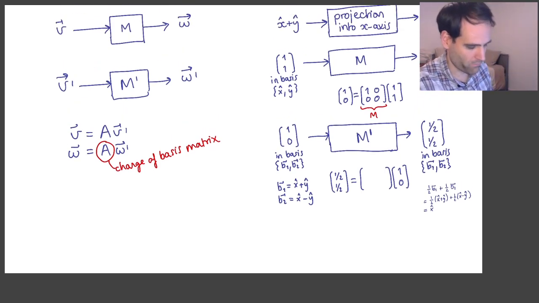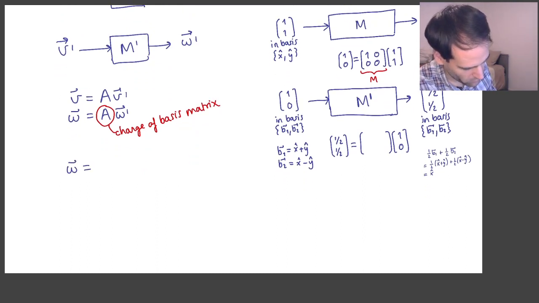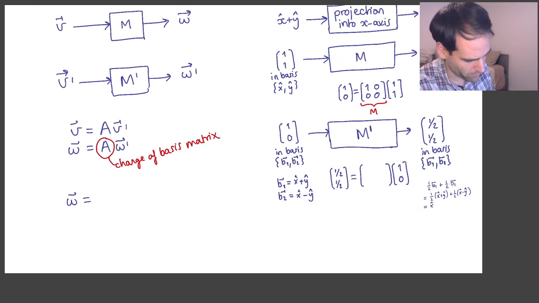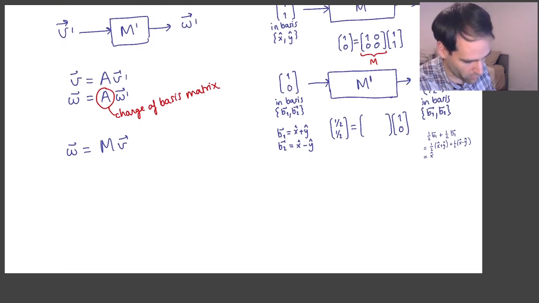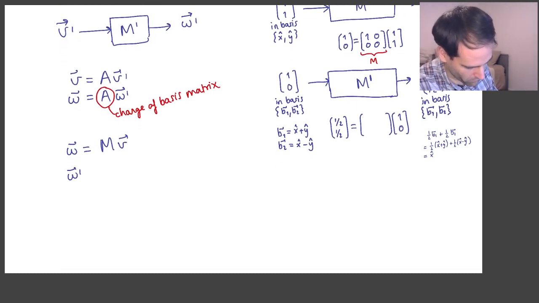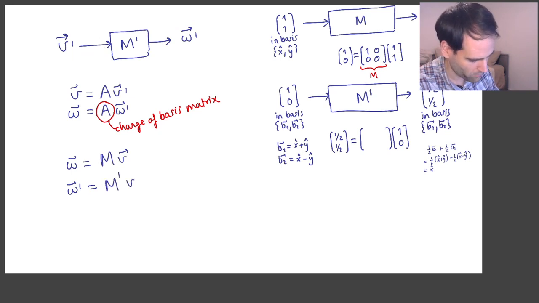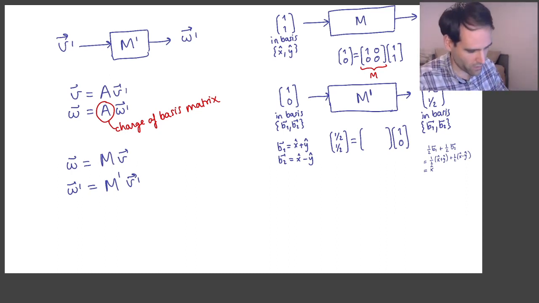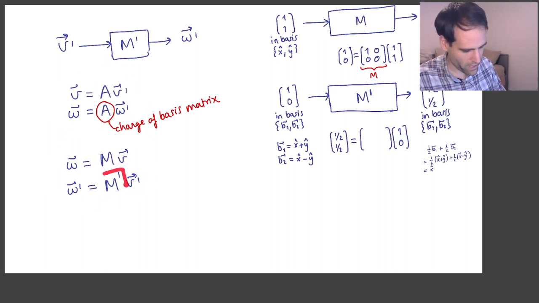What is our aim? So our aim is that we know that W is the output when the input is V and the matrix is M. So W is equal to M times V. But at the same time, we know that W prime is the output when the input is V prime and the matrix is M prime. So W prime is equal to M prime times V prime. Okay, so we know that those 2 things must be true. So combining this with this, we can find an expression for M prime.